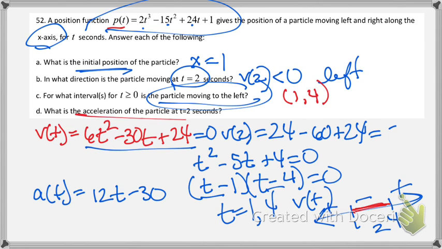Okay, last, what is the acceleration when t is 2? That would be the acceleration at 2. So that's 24 minus 30 or negative 6. It's kind of easy. Sorry, guys.